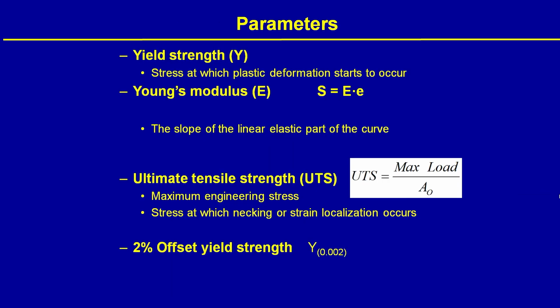So, these are the parameters which are important: yield strength, state at which the plastic deformation starts to occur, Young's modulus, slope of the linear elastic portion of the curve, UTS, ultimate tensile strength, is the maximum load divided by the A0 or initial area, and sometimes yield stress offset, this is 0.2%, and that is basically called as a proof stress.